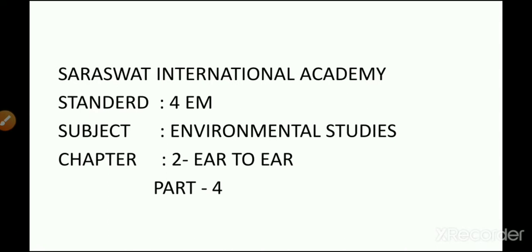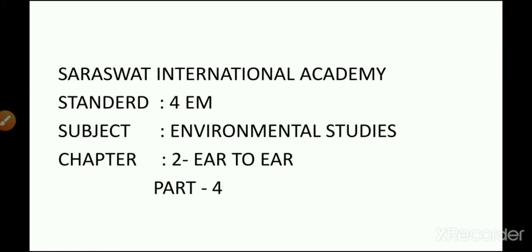Today I am going to teach Environmental Studies of Class 4, Chapter 2, Year to Year, Part 4. In Part 1 and 2, we have seen animals who have ears on their head, animals who have ears that we cannot see, animals who lay eggs, and animals who give birth to babies. Some animals we identify with the help of their skin. In Part 3, we have done our notes, that is drill word, true or false, give one word for the following. In Part 4, we are going with our notes.